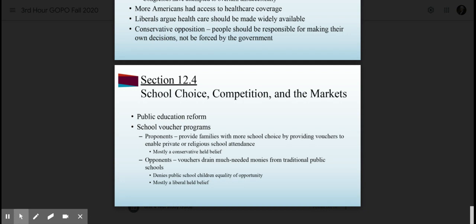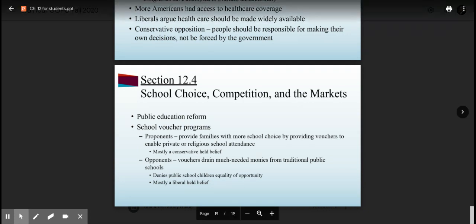So conservatives definitely are for this. Not only could they attend any school, but they're using this voucher to help pay for people to join public or private schools, excuse me. But opponents say you're draining money that these public schools already need, and you're taking that away from them, and you're denying public school children the equality of opportunity, which is the idea that everybody has the opportunity to get an education, to get ahead in life, which is actually, ironically enough, a very conservative viewpoint.